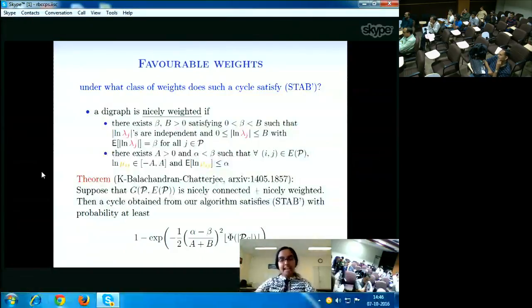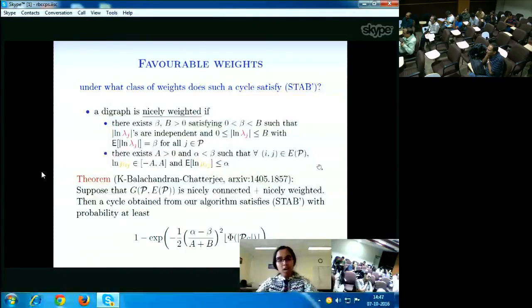Now, if the set of asymptotically stable vertices is large enough, recall that phi was a monotone increasing function, so this quantity is large, and e power this quantity is small, so this probability is high. So this nicely connected feature is guaranteeing a certain minimum length of the cycle that we obtain from our algorithm, and with the nicely weighted feature we get that this probability is high, provided that you have a good number of asymptotically stable vertices in the switched system.